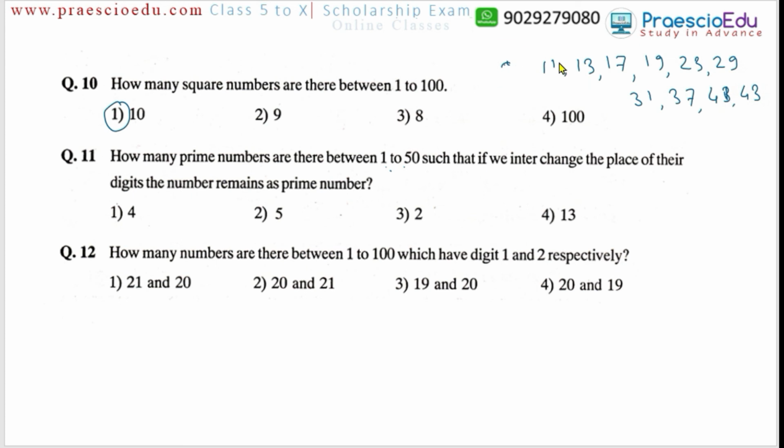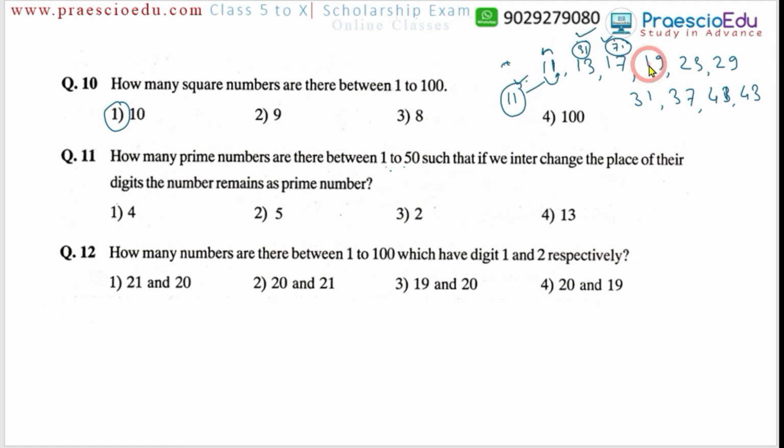Now we have to interchange the digits, meaning the unit digit should come at the tens place, and the tens digit should come at the unit place. If we interchange 11, the same number 11 comes, and this is a prime number, so this is the 1. Then 13: if you interchange the digits, the number comes 31, and 31 is prime, so this also counts. Now 17, after interchanging comes 71, so this is also a prime number. So up to this we got 3 numbers.